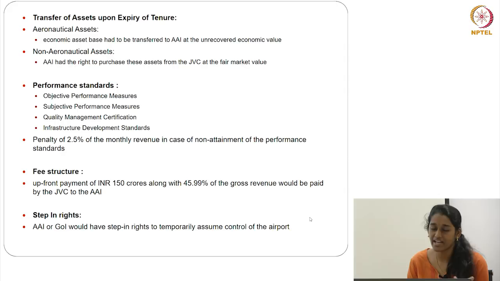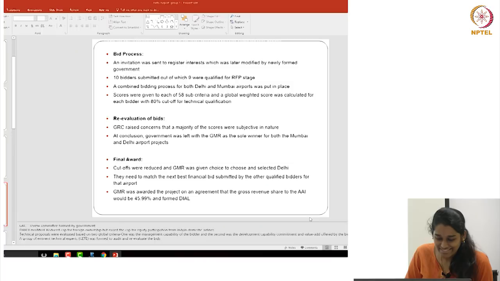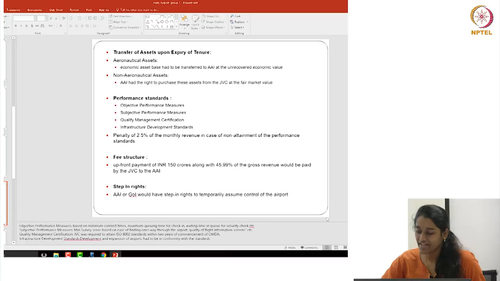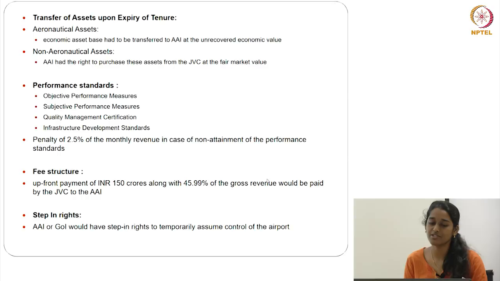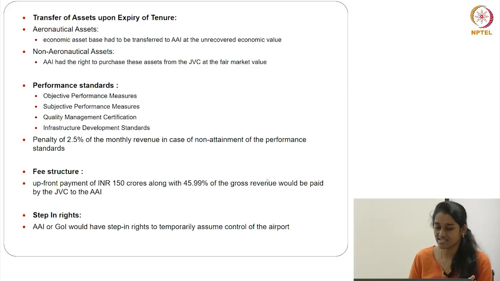And after that, transfer of assets upon expiry of tenure. There will be both aeronautical assets and non-aeronautical assets, so they decided how both assets will be transferred to AIA. And the other one, performance standards. These include objective performance measures, like how the airport is performing in some situations, and subjective ones, meaning a survey based on how easy it is to locate and find ways through the airport and such things. And there was a minimum cutoff on subjective performance measures. Similarly, quality management certification: they want JVC to get an ISO standard certificate. And infrastructure development standards; these are all performance standards.